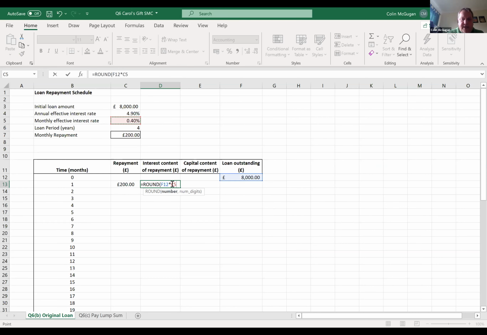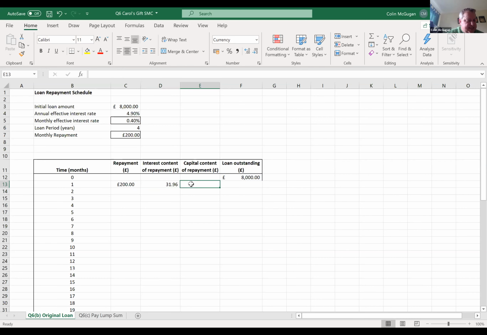Now, I'm going to put in the absolute value for that. So I'll change that to the absolute. And I want to round that to 2 decimal places. So 2 at the end, close my bracket. And it gives me that the interest content of the repayment is £31.96.